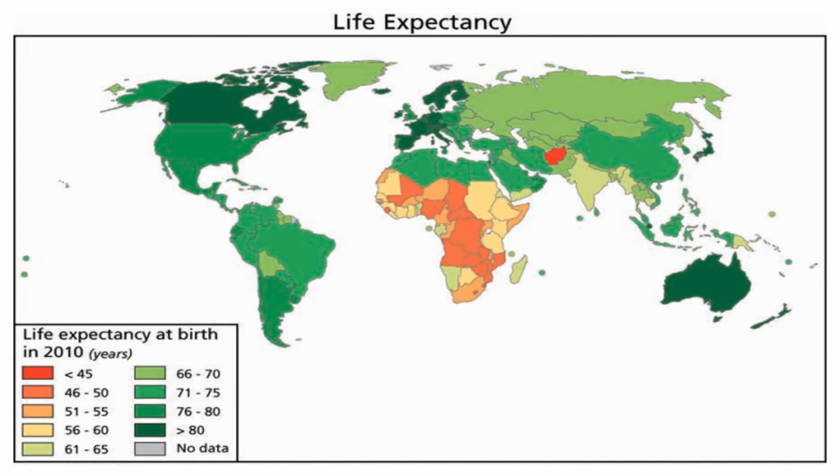This world map shows the life expectancy of all the world. As you see, in Egypt it ranges from 71 to 75 years.